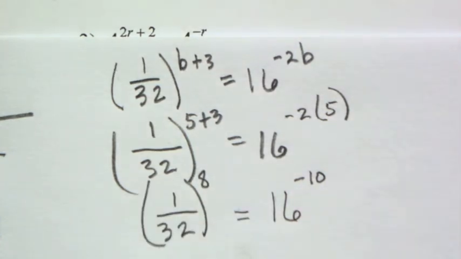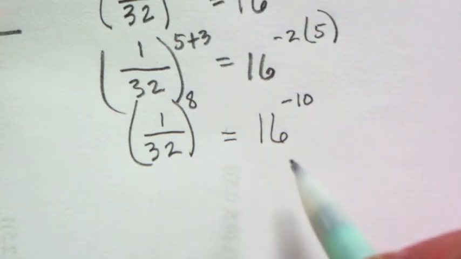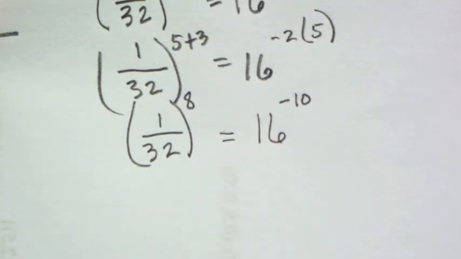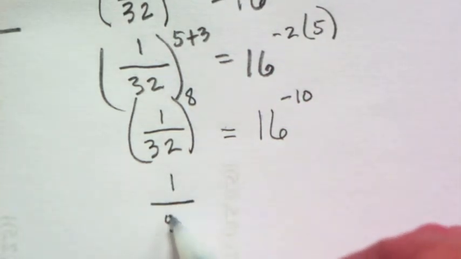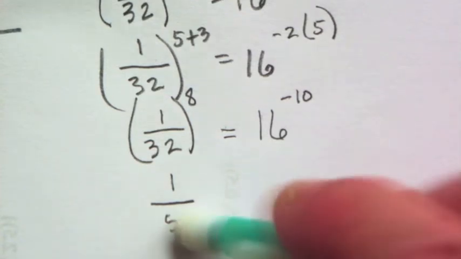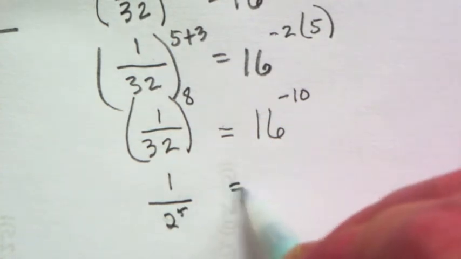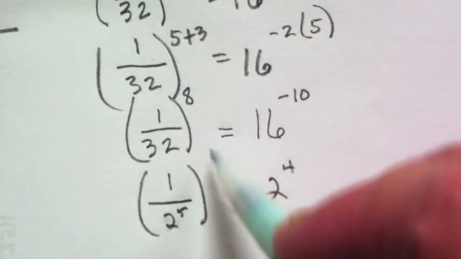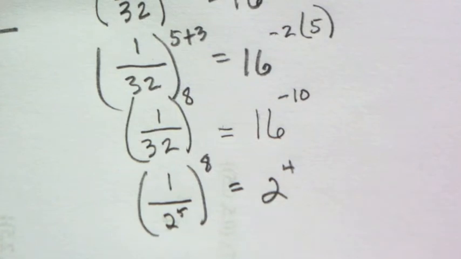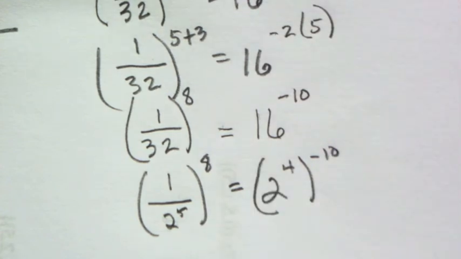Now, I know you're probably sitting here thinking that don't look nothing alike. But we can simplify. Again, we can write these as bases of 2, right? So this, again, would be 1 over 2 to the 5th. And this would be 2 to the 4th, I still got to put this exponent over here, to the 8th. And this would be 2 to the 4th times negative 10.